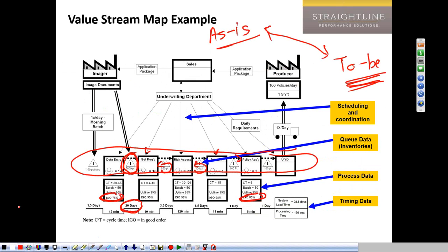Okay, I'm going to stop here for just a second and ask, what questions do you have on value stream? Because it does look like kind of a complicated mess.